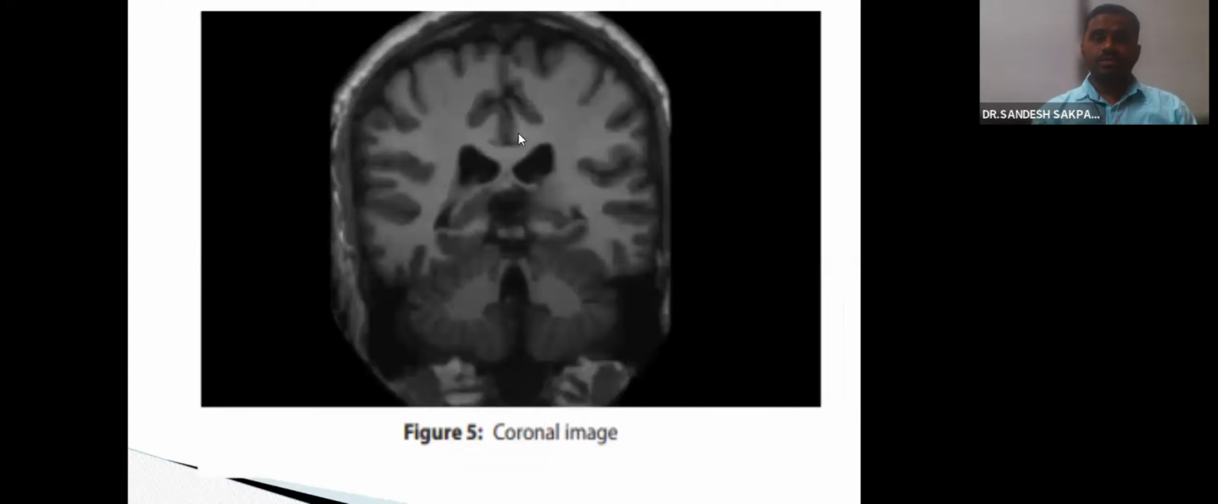So this is the axial image, and the coronal images will be the frontal plane images where we can see the lateral ventricles and others. This area is mainly for pituitary affection or the pituitary part, and the cerebellum can be visualized properly.